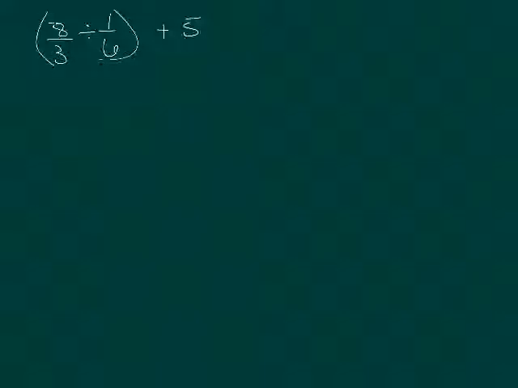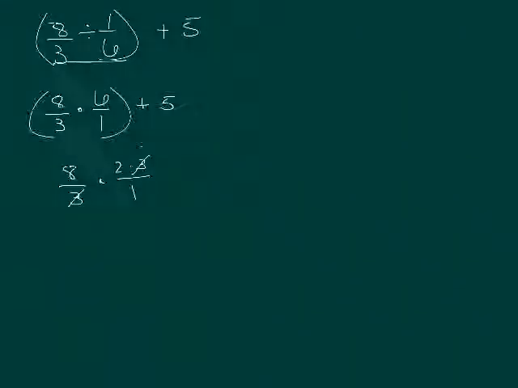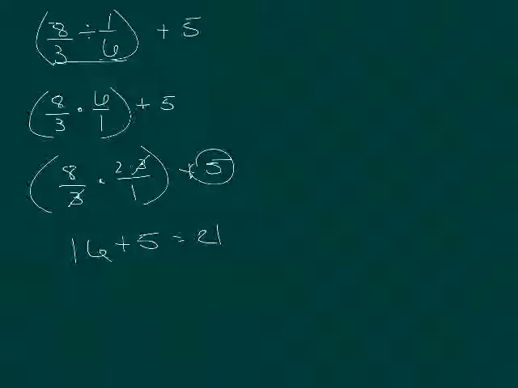So when they use the word quotient, that means they want you to divide. Before you do anything else, you always change it to a times sign first. Flip that over, and then we add 5. Okay, now we can go ahead and do the work here. 8 thirds times, I'm going to change the 6 to 2 times 3 over 1, so I can cancel those. And then I can go 16, and then I can add this 5 here and get 21 for my answer.